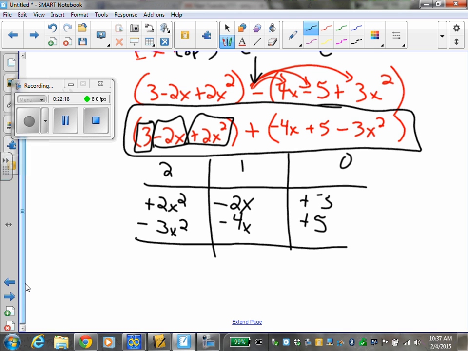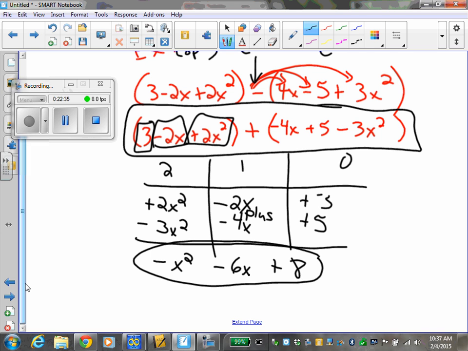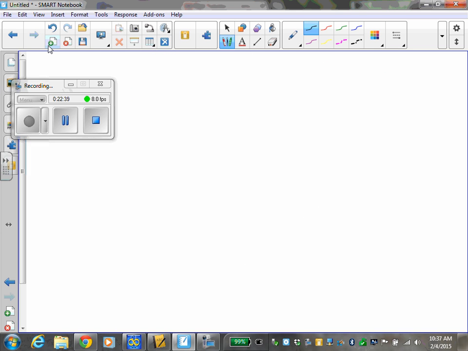Okay, this does become negative x squared minus 6x. And again, if you have trouble with your positives and your negatives, do negative 2 plus negative 4. You get negative 6. Okay, and then this becomes plus 8. Any questions? Okay, 2 more examples and then we're done. So try this one on your own.